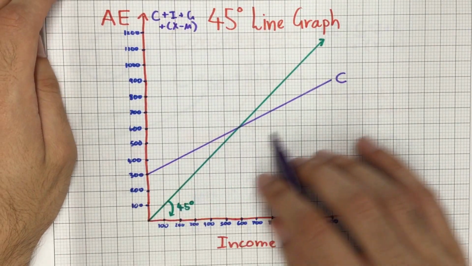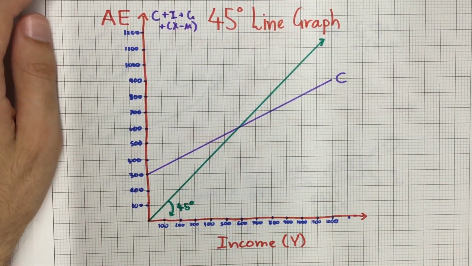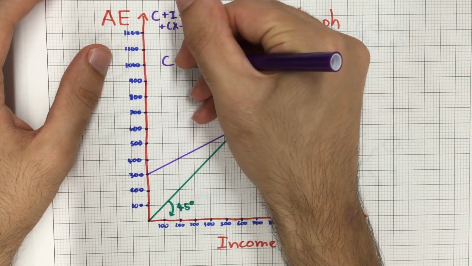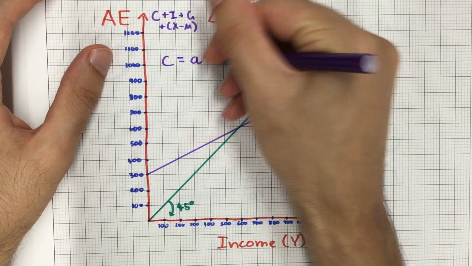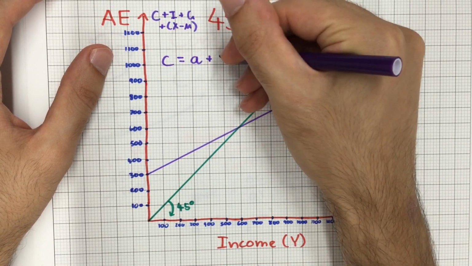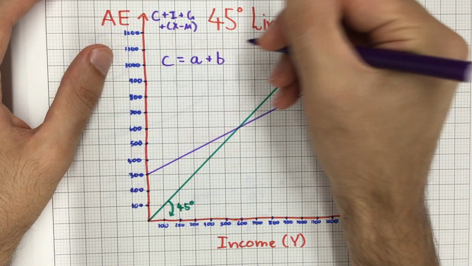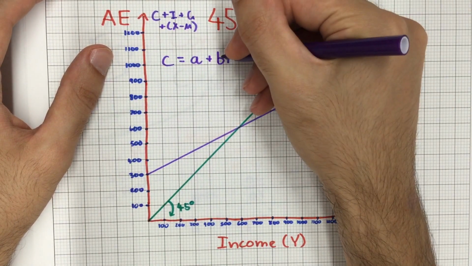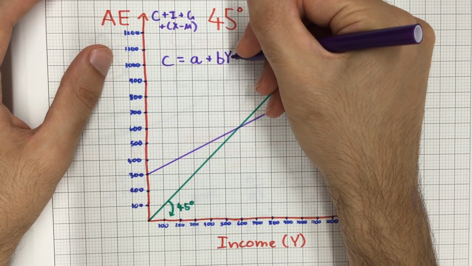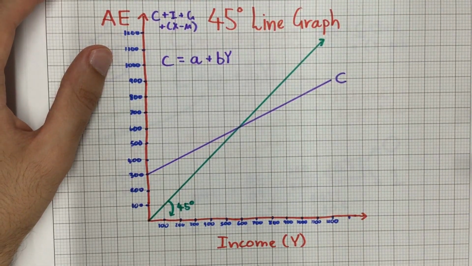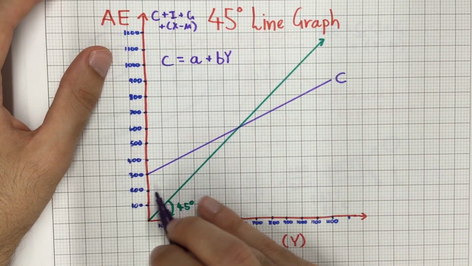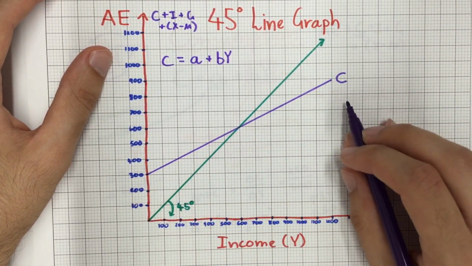Now, this purple line here, that's our consumption function, which we know to be C equals autonomous expenditure plus the marginal propensity to consume. Marginal propensity to consume is dependent on income, therefore that's induced expenditure. So that's what we've got here. That's our C line there.